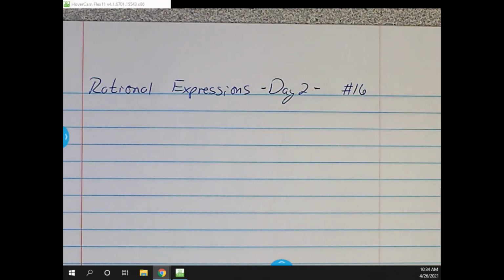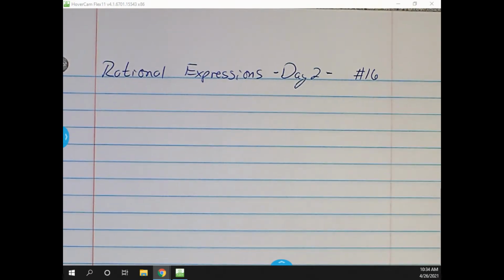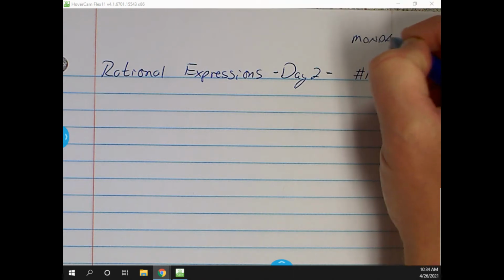All right, and best way I can say this one is just rational expressions, day 2. Again, keeping up with notes, this is number 16. Today is Monday, 4/26.